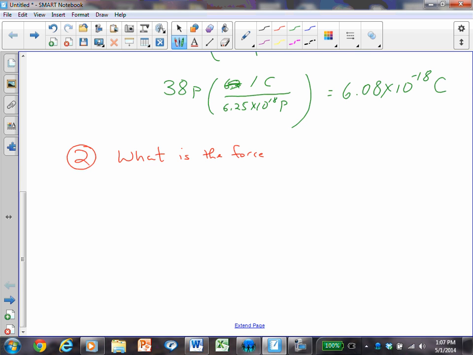KQ1Q2 over r squared, right? So if it says between a proton and an electron that are 3 nanometers apart.